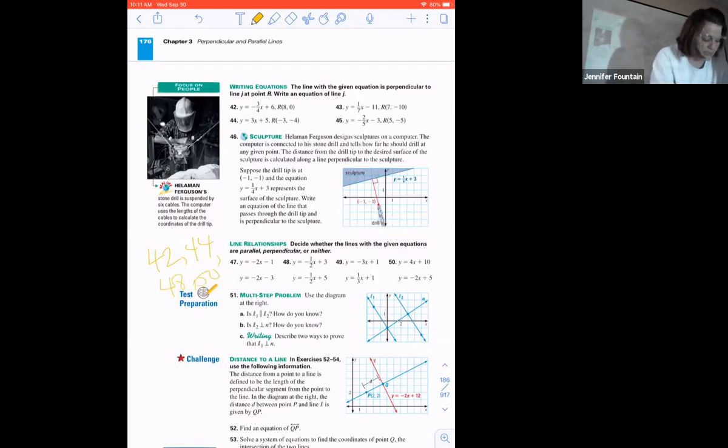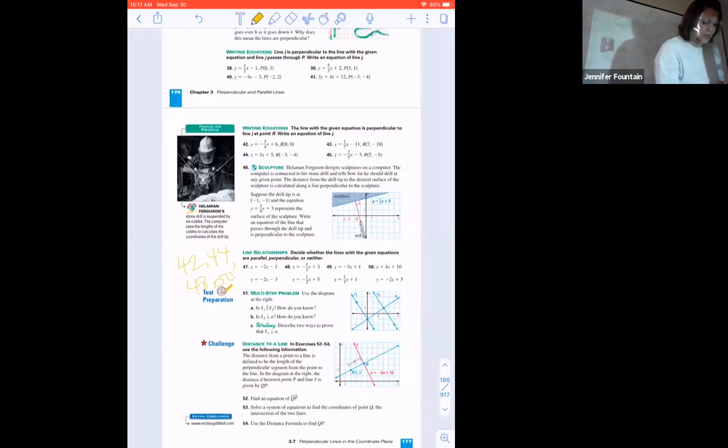And then that section, it says decide whether the lines with the given equations are parallel, perpendicular, or neither. So you're going to use the slopes of each of those. If they're the same, they're parallel. If they're negative reciprocals, they're perpendicular. If they are neither parallel nor perpendicular, then they are neither. So we've got 42, 44, 48, and 50 on this last page.